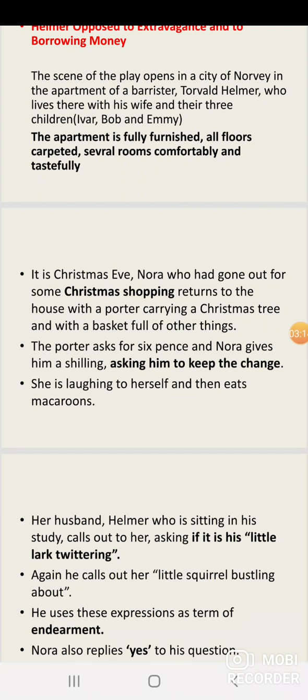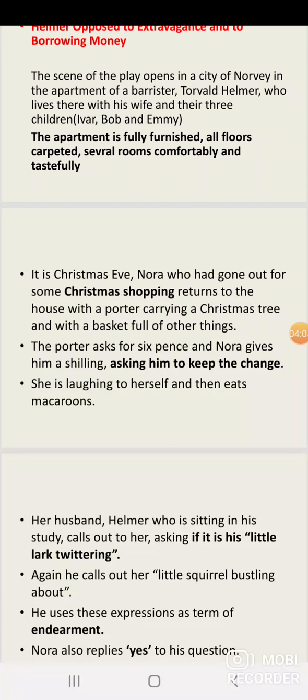Nora is the wife of Torvald Helmer. Nora had gone out for some Christmas shopping, and now she has returned to the house with a porter carrying a Christmas tree and a basket full of other things. So she had gone to the market and bought a Christmas tree and other essential things for the household. The porter asked 6 pence for the labor. Then Nora gives him a shilling and tells him to keep the change, that is, not to return anything.